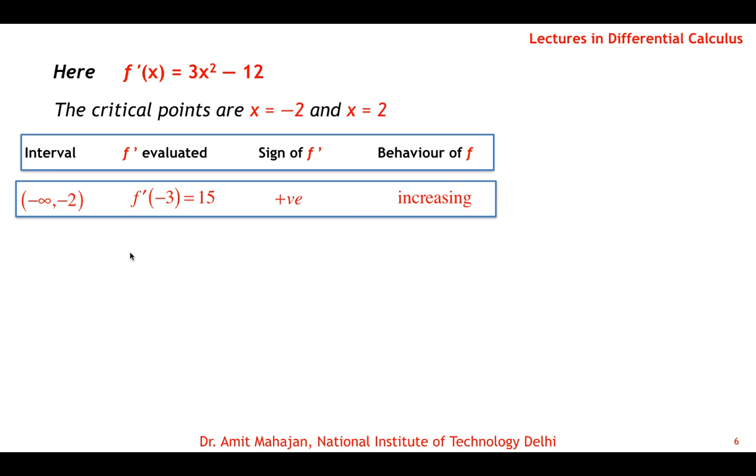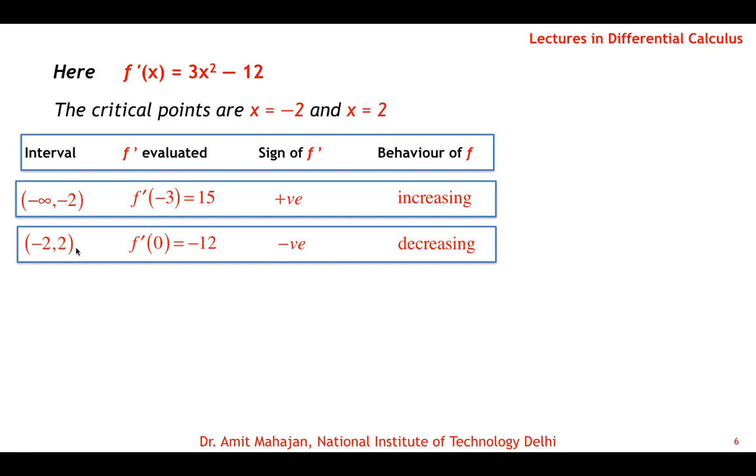Then the second interval is minus 2 to 2. So you choose any point between minus 2 and 2. You can choose minus 1, 1, 0, or points in decimal, half, minus half. Choose any one point. Say I took 0, which is easy to evaluate. This will give the value minus 12. It is a negative sign, so the function is decreasing for every point x in this interval.